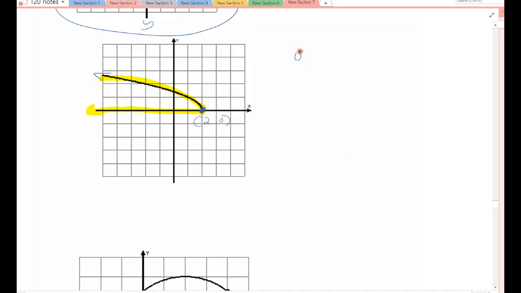And so my domain, well, I start at the x value 2, right? This is the x value 2. And then I'm going off in this direction, so that means I'm shooting off to negative infinity. So my domain is negative infinity up to 2, and it does start at 2, so I include 2. And so there's my domain.